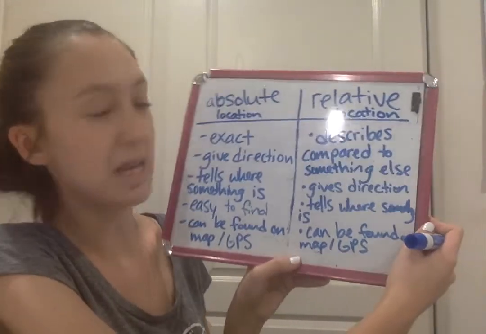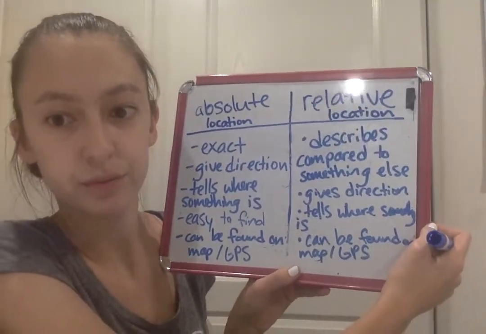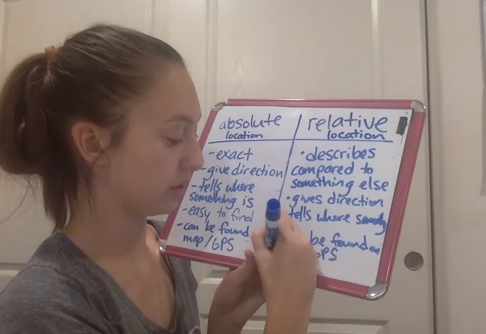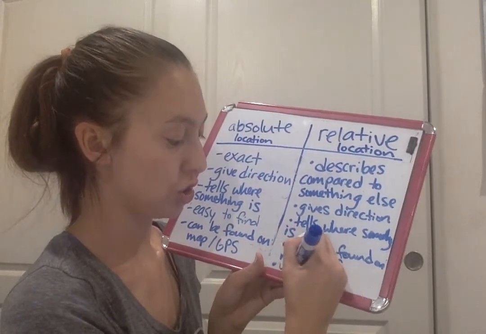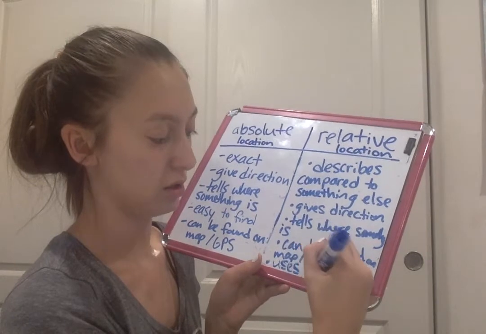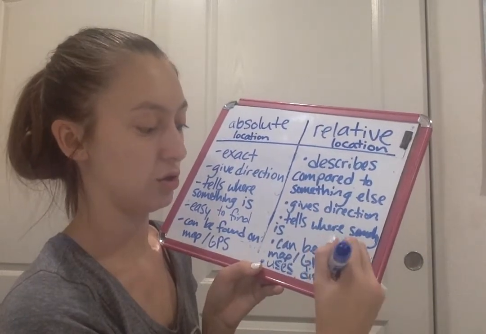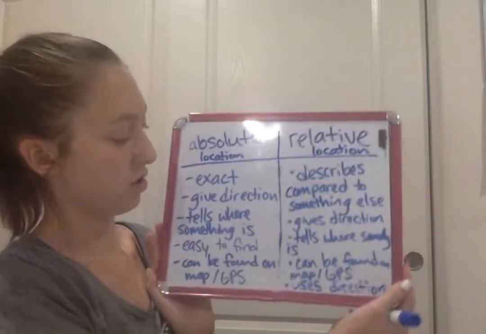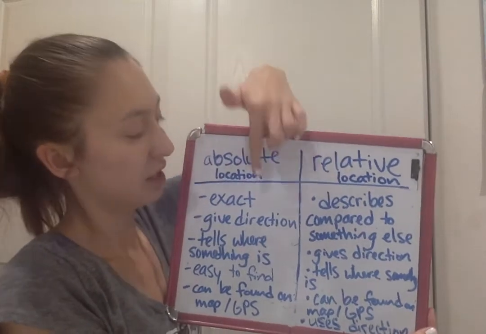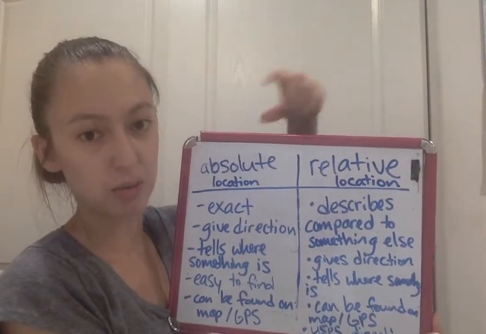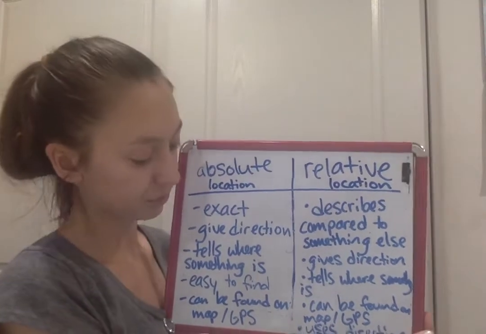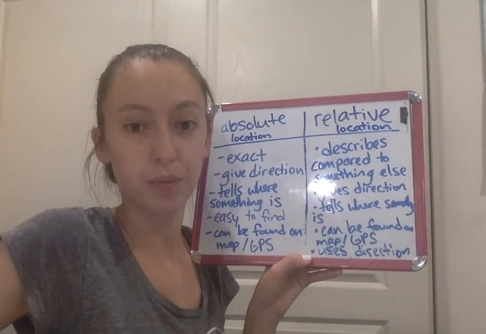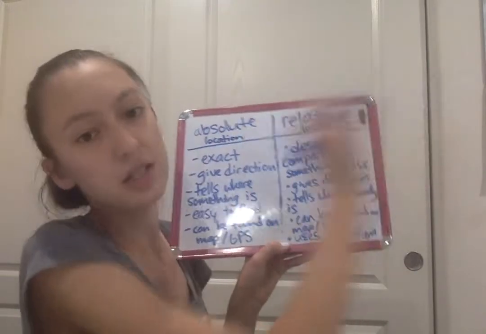All right, how does this look? Is there anything I'm missing on this chart? Oh yes, relative location, that was a really good one. Uses direction. All right, you guys did really good, we all did really good at finding different things about each type of location, about absolute location and relative location. So now that we have all this, make sure you guys have it written down in your journal. Once you have it written down, I'm going to erase all this and we're going to do something else.